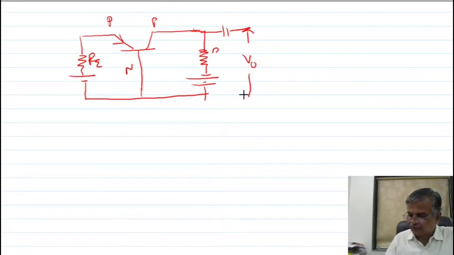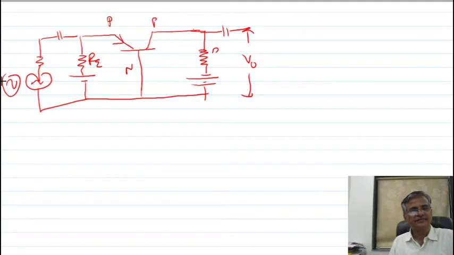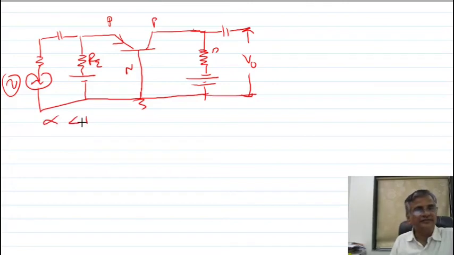Just to explain in one line, I am discussing this much. I have given the input signal. We know that current gain alpha is less than 1. To obtain the voltage gain, what are we doing? We are connecting RL in the output circuit.